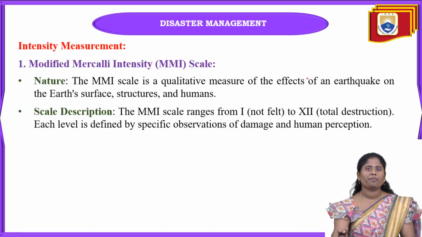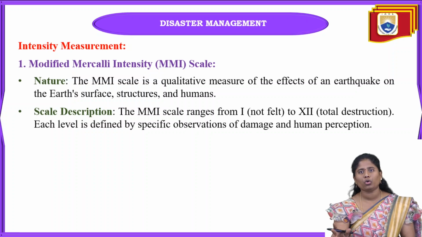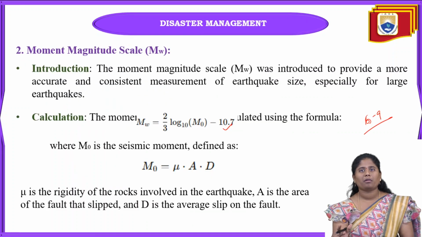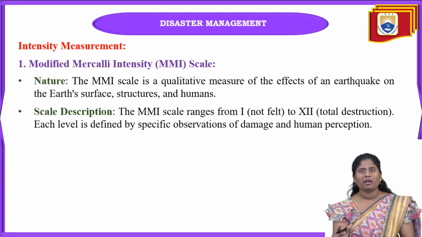And next one is intensity measurements. After completion of the magnitude measurement, in magnitude measurements we have two types, that is the Richter scale, and the next one is the moment magnitude scale here. And coming to the next one, that is intensity measurement. Here we are going to calculate the intensity, at what intensity this earthquake occurred, and what is the nature of that occurrence. And here also we have different types of scales.